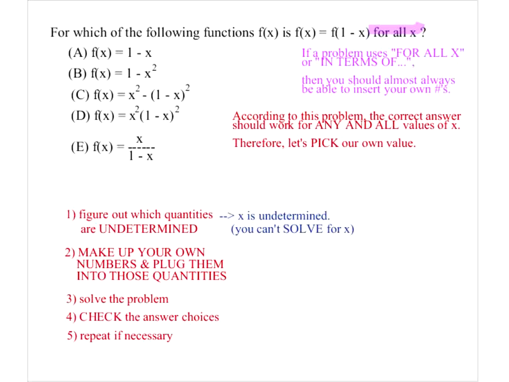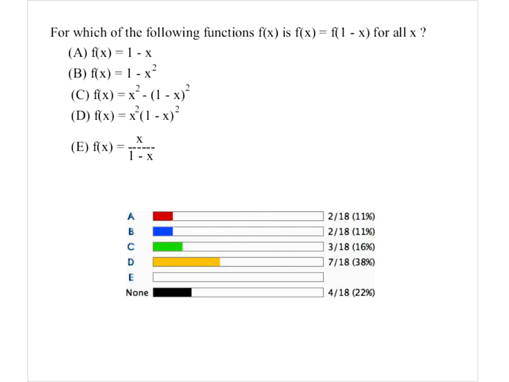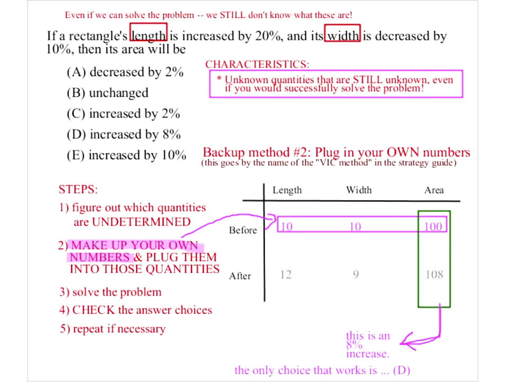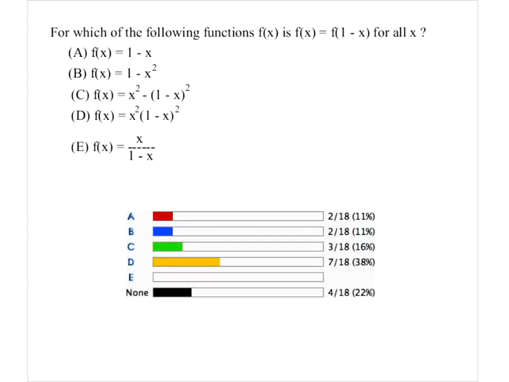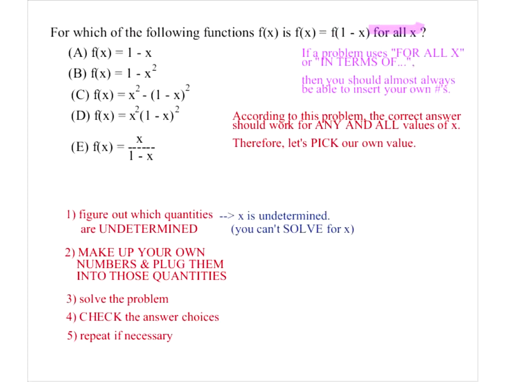Unlike the last problem, where we had some pretty strong indicators of what to pick, like increments of 10%, we had 10% and 20%, so 10 was a natural choice. Here, there are no incredibly strong indicators one way or the other of what to pick. So let's just pick a totally random number. Let's just pick x equals 5.